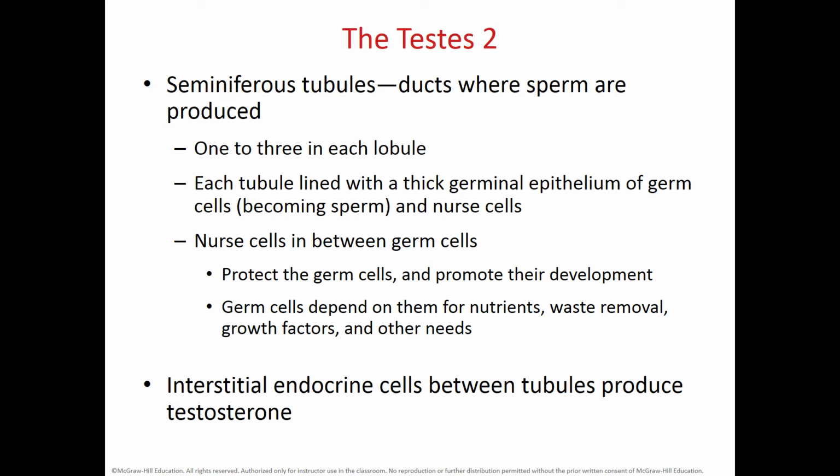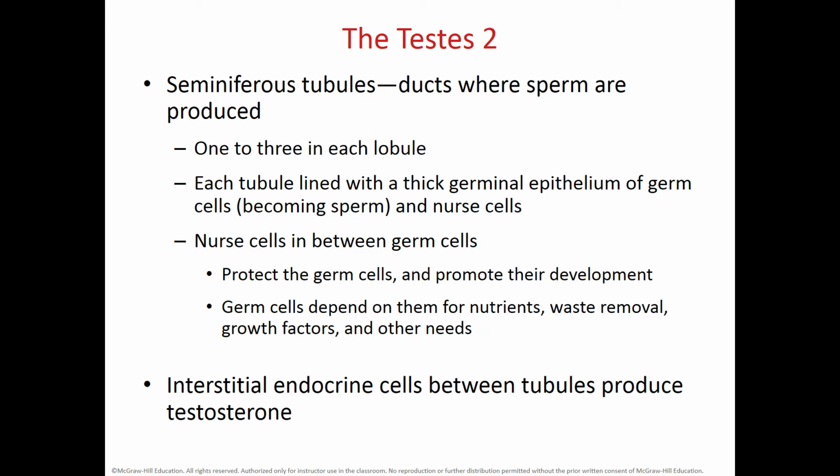Surrounding the spermatogonia, you have the nerve cells. The nerve cells are located between the germ cells, and they help to protect the germ cells and promote their development. Along with that, these nerve cells produce nutrients for the germ cells and also for the cells that derive from the germ cells, the different levels of spermatocytes as they are developing. These nerve cells also remove the wastes produced by the germ cells. They provide growth factors, and they form what is called the blood-testis barrier.